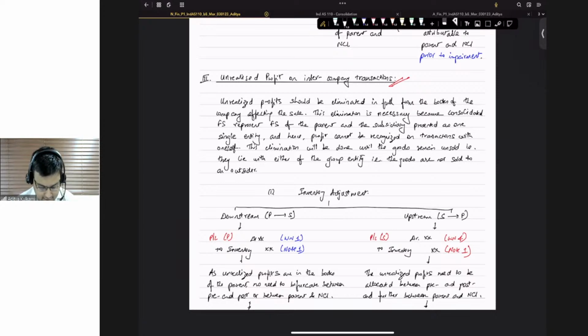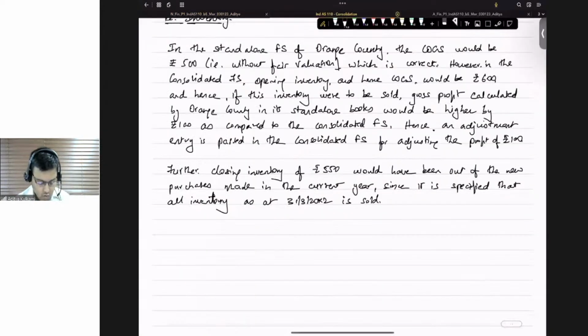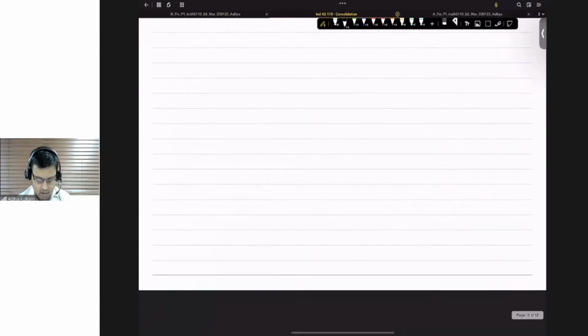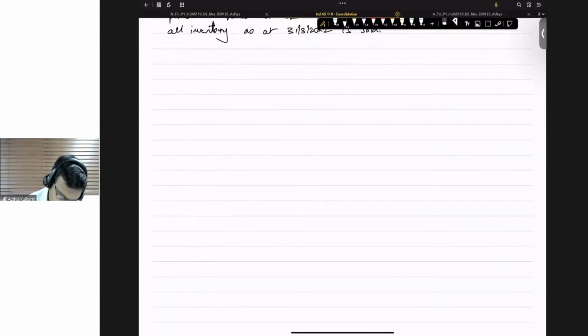Now the question arises, if we have profit, should such profit be eliminated? Let us understand why the profit will arise, how it will look like, what will be the impact, and the adjusting entry to eliminate that impact.